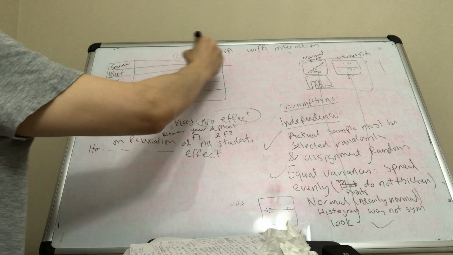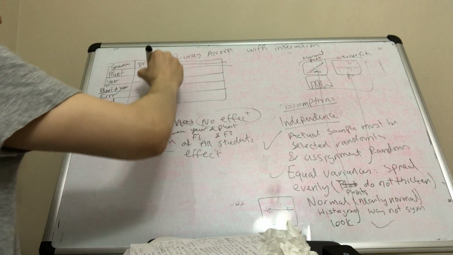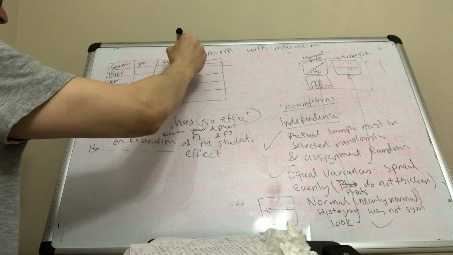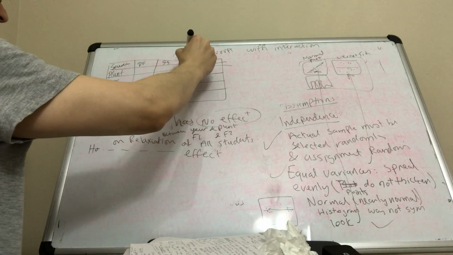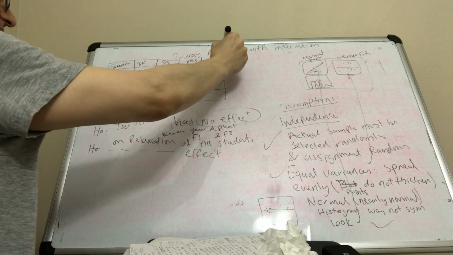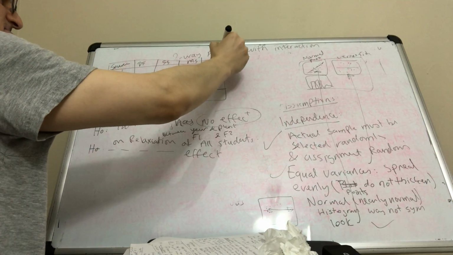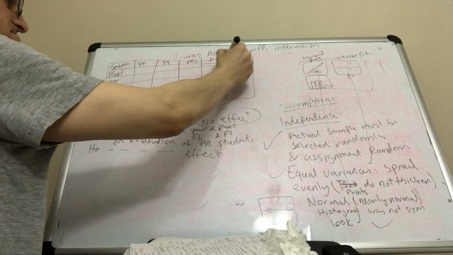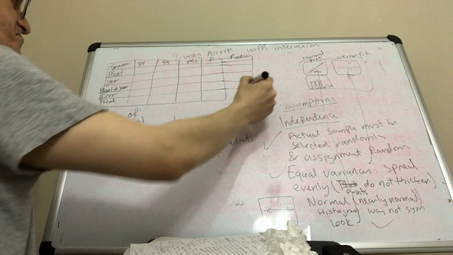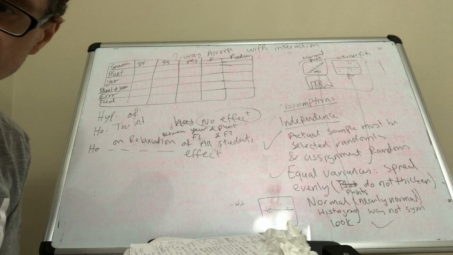You had the degrees of freedom, you had the SS, you had the MS, you had the F, and you have the p-value as well. I want to talk a little bit about the degrees of freedom.